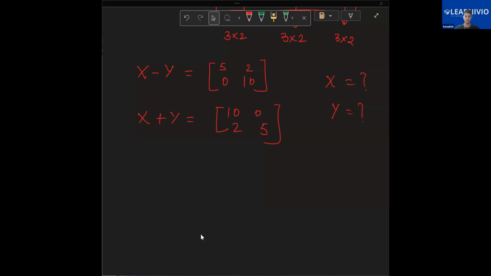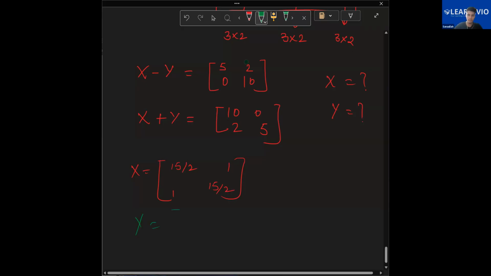Sir, x is 15 by 2, and y is 5 by 2, minus 5 by 2.